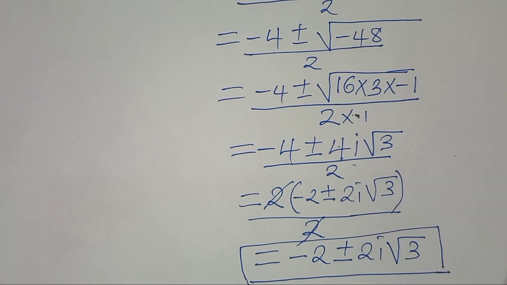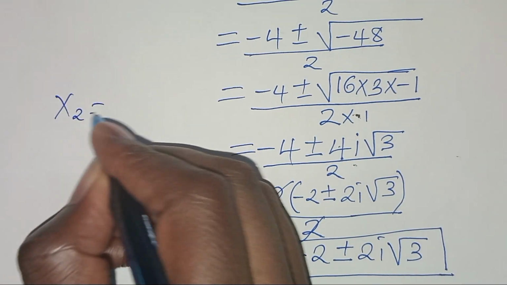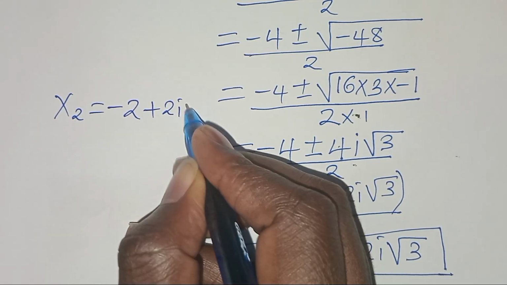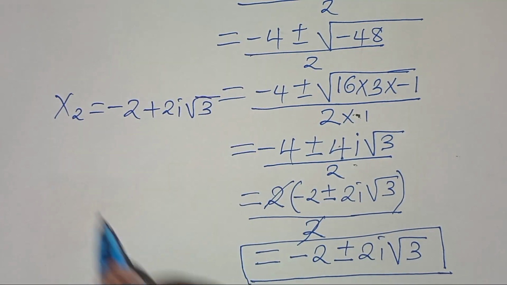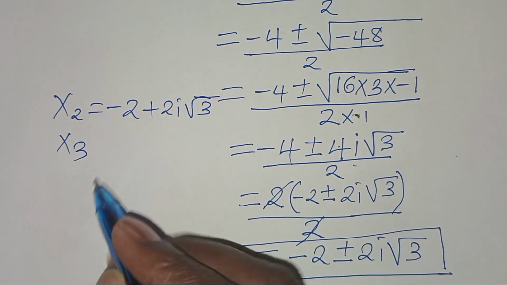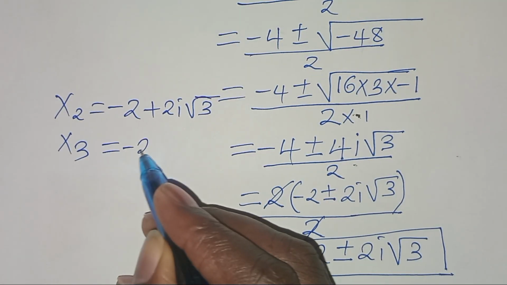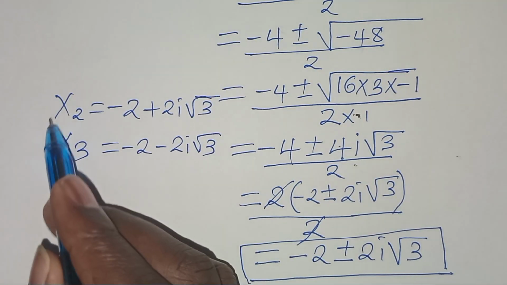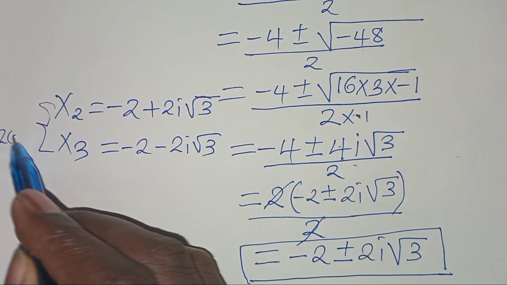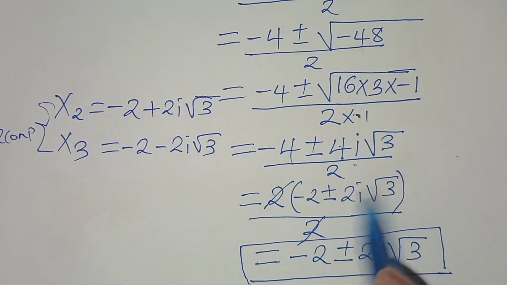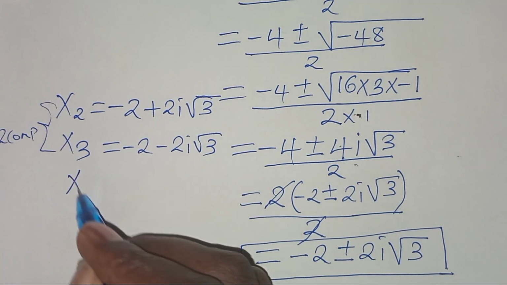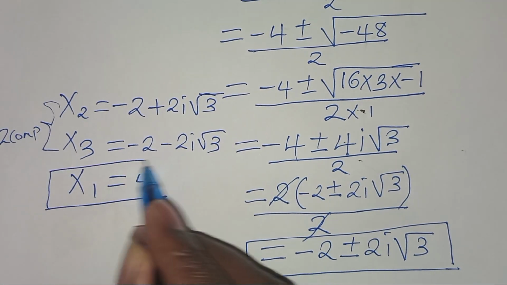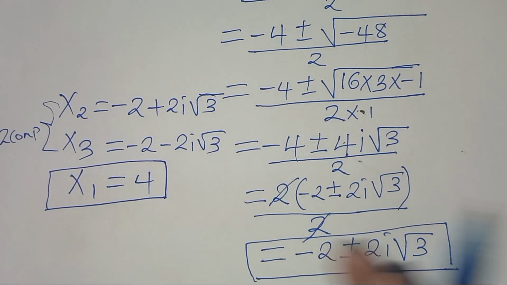That is, x2 is given as negative 2 plus 2i square root of 3. And we have x3, which is actually given as negative 2 subtract 2i square root of 3. Now these are the two complex roots we have. And we only have one real solution, which is x1, which is actually equal to 4. Okay, so this is the real solution we have.